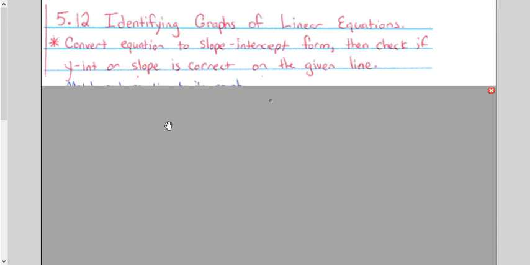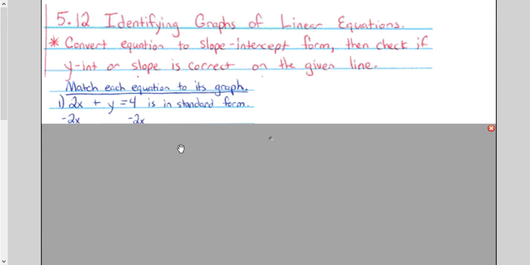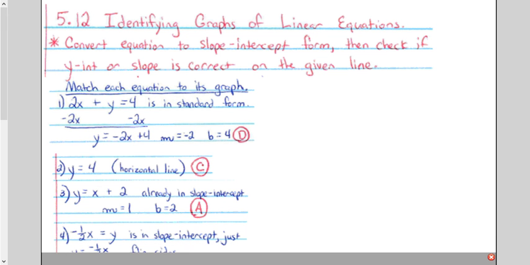Other people, though, may prefer you to plug in an x value and see if you get the same y value in the equation, and that's just the way that we check to see if a point was on the line. That's fine, but for me, I use the slope-intercept method. So let's look at some equations that could be given to you.